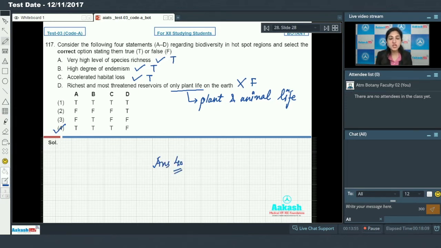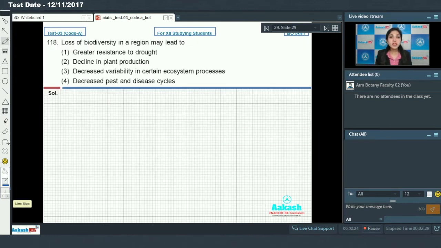Moving on to the next question, that is question number 118. Question number 118 says, loss of biodiversity in a region may lead to less resistance to drought. It leads to less resistance to drought. So this is incorrect. Decline in plant production, true. It can lead to decline in plant production.